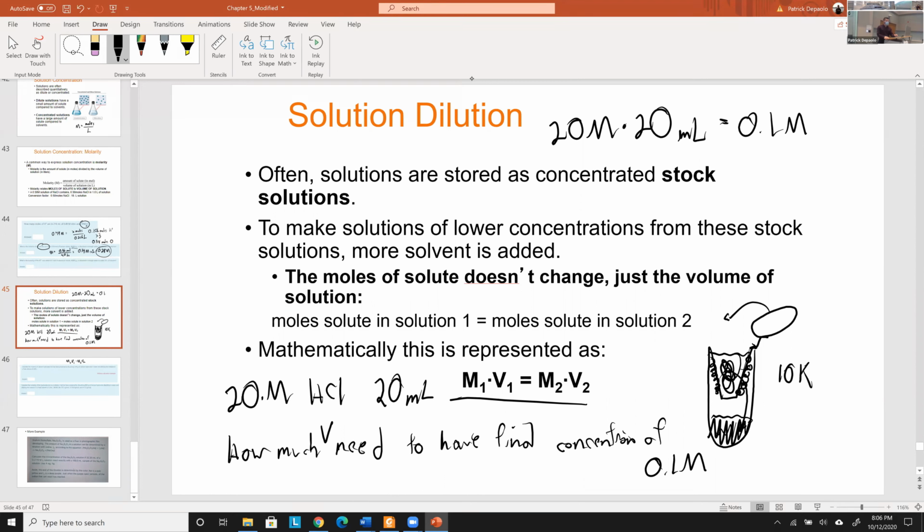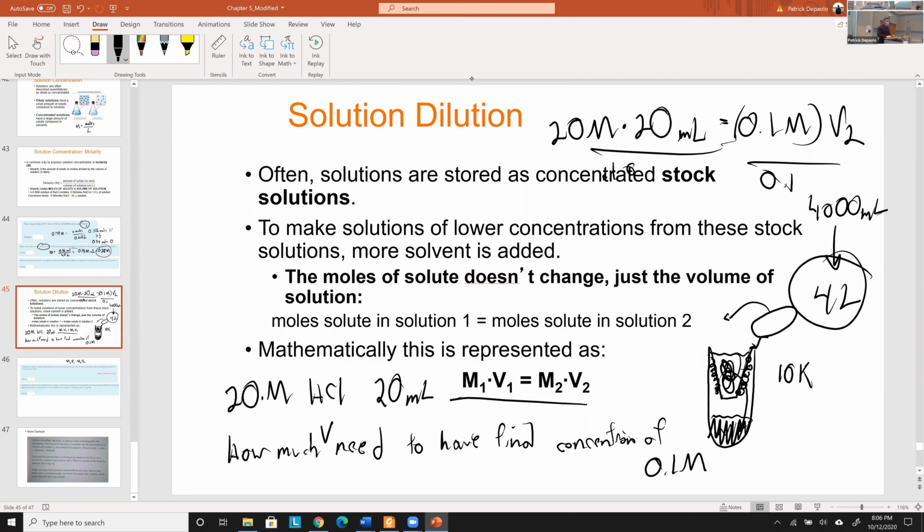The 0.1 molar times V2. So we're going to divide by 0.1, and we get a number. So 20 times 20 divided by 0.1, we get 4,000. So we get 4,000 milliliters, or 4 liters. So that's how much we would end up with if we diluted 20 mils. Okay, cool. Any questions on that?